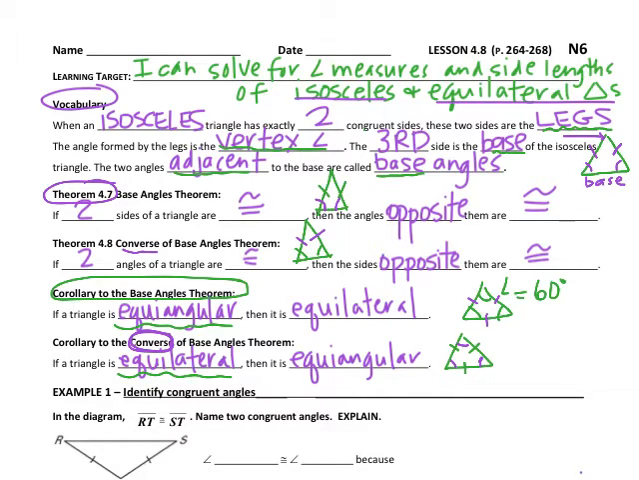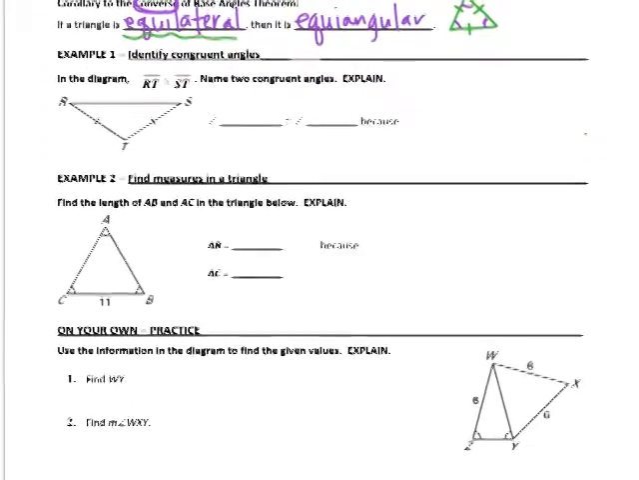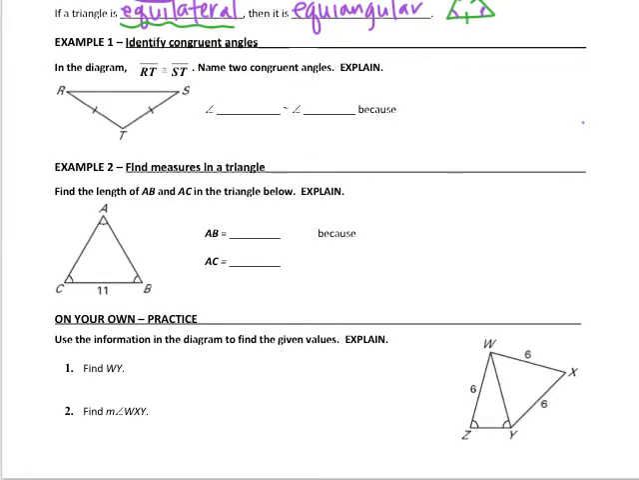So let's go ahead and take a look at a few of the examples that we have on our note sheet so we can get used to using these different theorems and rules with isosceles and equilateral triangles. In the diagram, it says here that RT is congruent to ST. We need to name the two congruent angles. Well, in the theorem that we just read, it said if the sides are congruent, then the opposite angles are congruent. So that means angle R is congruent to angle S.